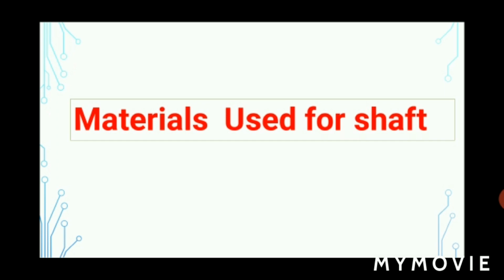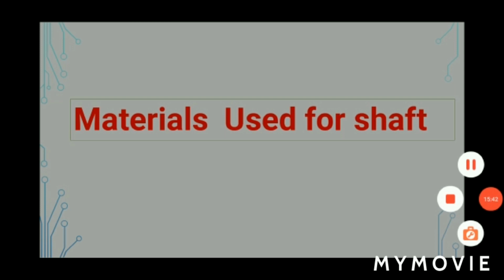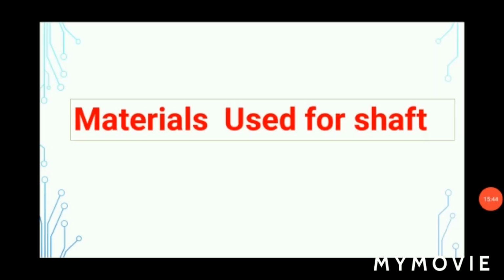What are the materials that are used for the shaft? Already I told you, in the earlier session itself, the importance of the selection of a material. Whether your machine component is a success or a failure will entirely depend upon the selection of the material. That selection is entirely based on material properties, availability, cost and manufacturability. These are the points we already discussed.